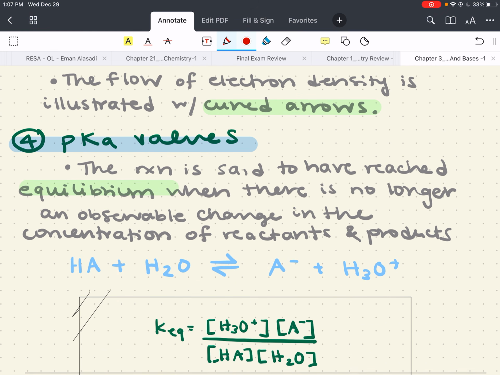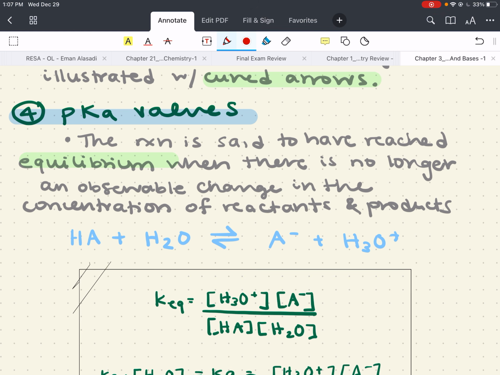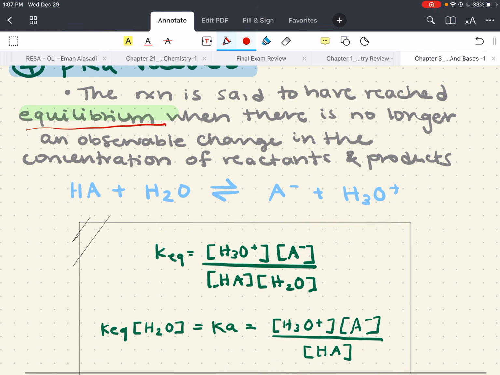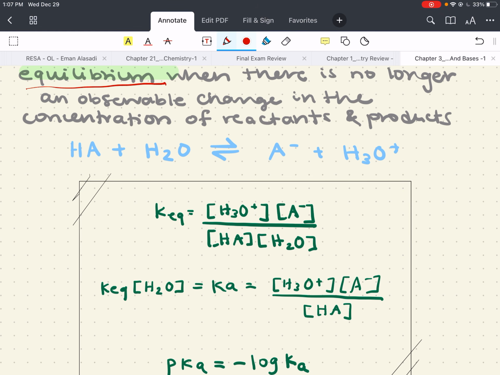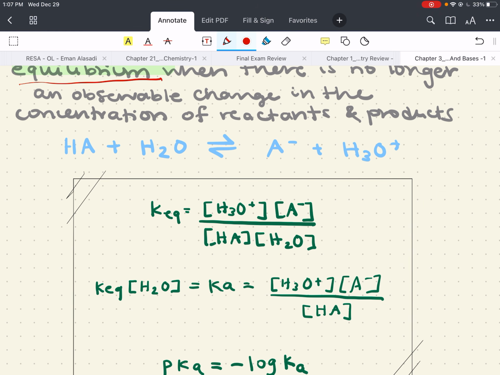Now, the last term we want to define is pKa values. The reaction is said to have reached equilibrium when there is no longer an observable change in the concentration of reactants and products. So it's reached equilibrium when the concentration of reactants and products are equal. There is no more change. So we want to describe this position of equilibrium using this term called Keq, our equilibrium value, and this is going to be defined as concentration of products over concentration of reactants.